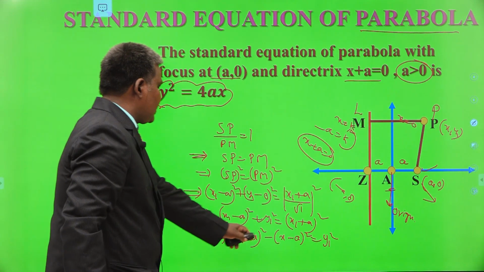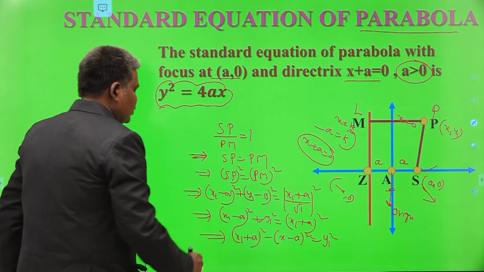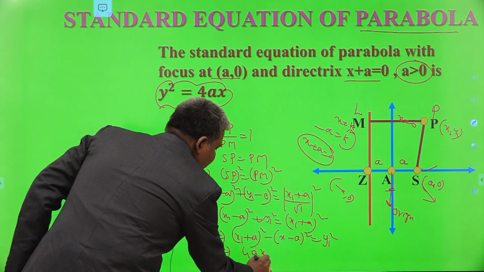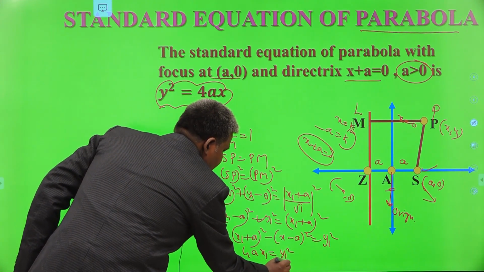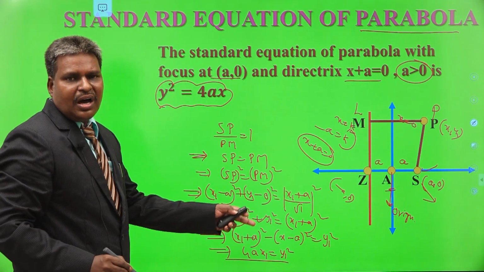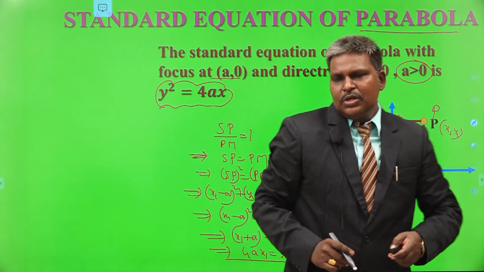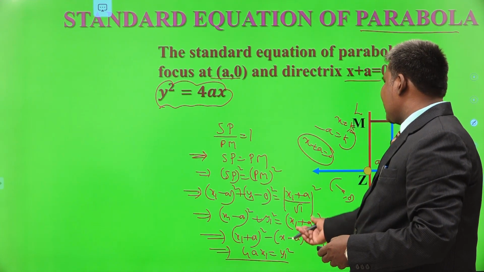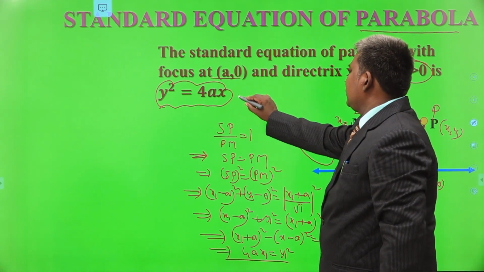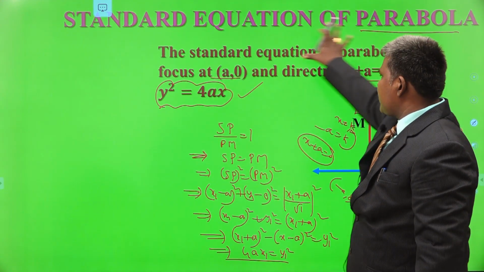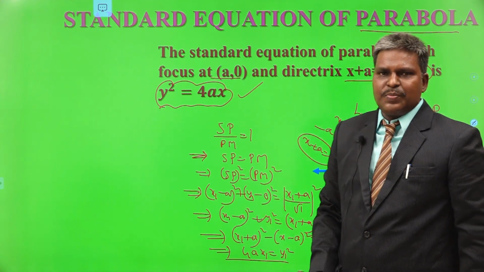What is this of the form? (a plus b) whole square minus (a minus b) whole square, that is 4ab. This implies 4a x1 is equal to y1 square. This is the condition for all (x1, y1) on my parabola. So can you write the locus of this or not? What is the locus now? The locus is nothing but y square is equal to 4ax. In this manner we can derive the standard form of the parabola.